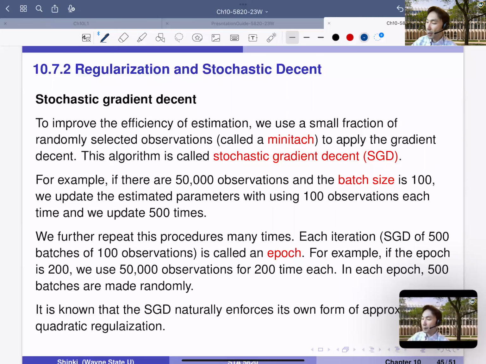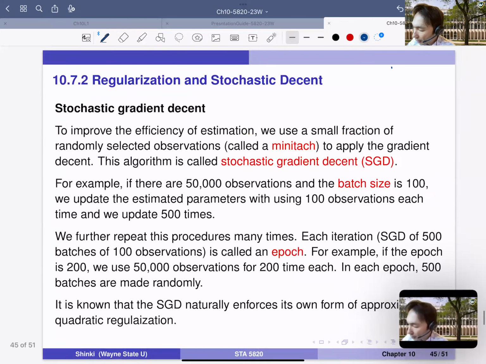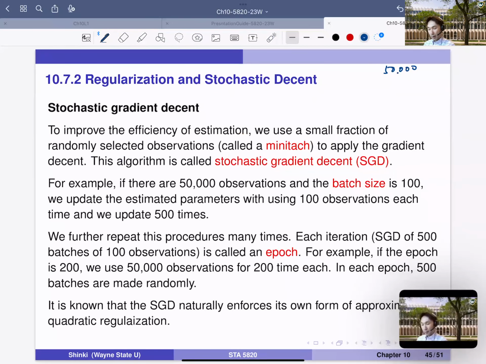So for gradient descent, suppose we have 50,000 observations, then you can, of course, use these 50,000 observations to update the parameter. But usually people do this more like an online algorithm. So we separate these 50,000 observations into 500 sets of 100 observations. So the batch size is 100, and we make 500 batches out of these 50,000 observations. And we apply the stochastic descent method with these 100 observations.